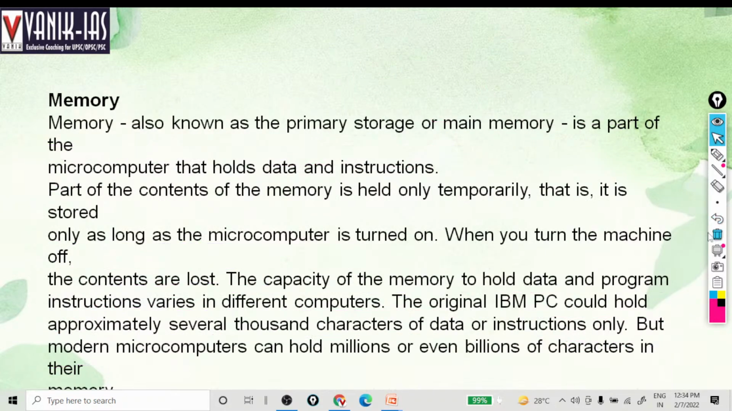Then memory. Memory stores data. Primary memory or main memory is a part of the microcomputer that holds data and instructions. Part of the contents of memory is held temporarily. Temporarily means suppose you are typing a message in WhatsApp, and you have not sent it. You just typed it, and you go back to the home page. Again, when you come to WhatsApp, you will find those drafted letters are there, right?